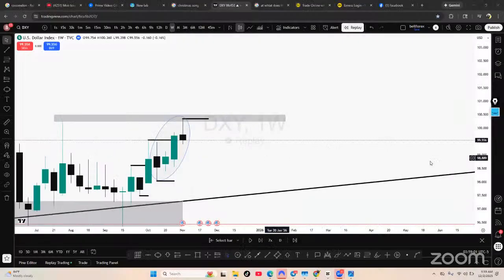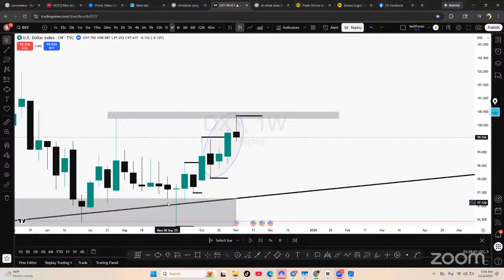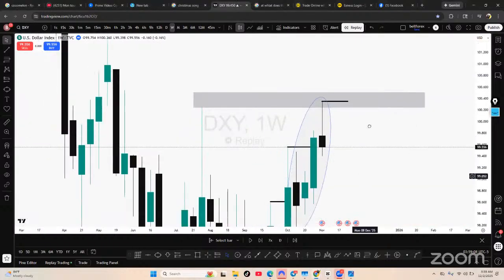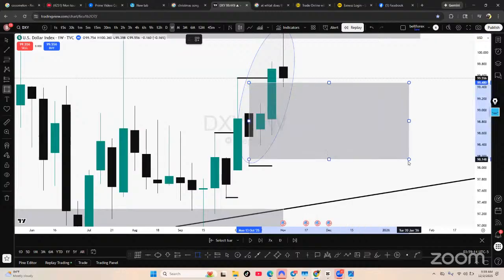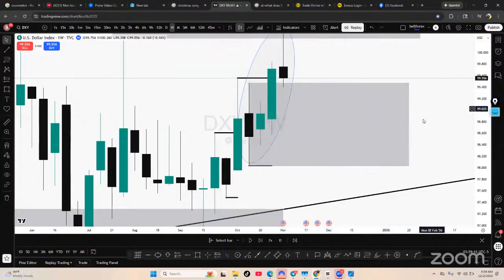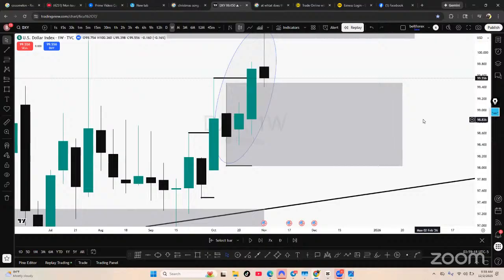So once I'm going on a weekly, what I can see here is this indecision candle. So we can now begin moving to a smaller time frame to see exactly if there is a specific zone inside this indecision. Je vois cette bougie de balance qui se trouve ici.